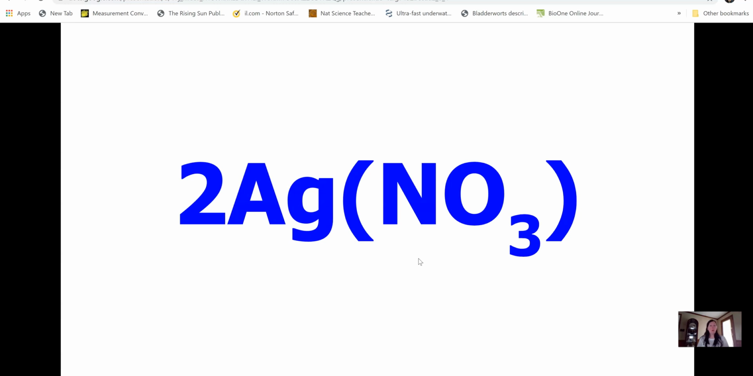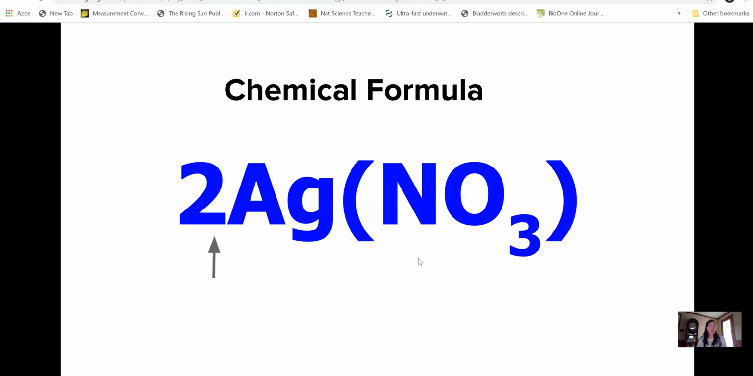Okay. So when we just looked at that big, long chemical reaction, this was just one little portion of it, silver nitrate. And we would call this a chemical formula. So I just took one piece out of that puzzle. And that's all we're doing today, is just looking at little simple chemical formulas and counting how many atoms we have. In this case, we have silver nitrate, and there's a 2 in front of the silver.